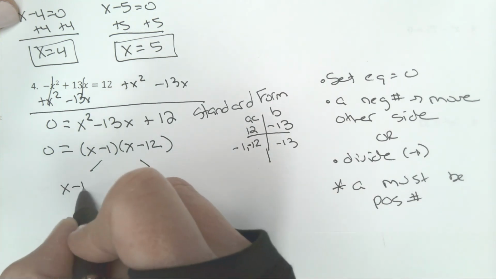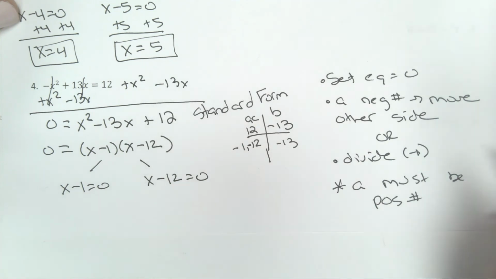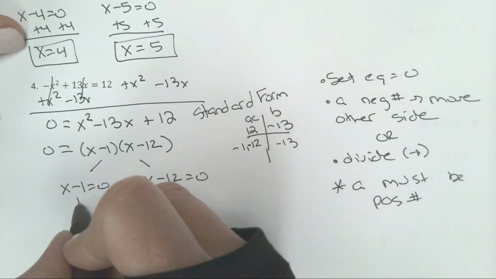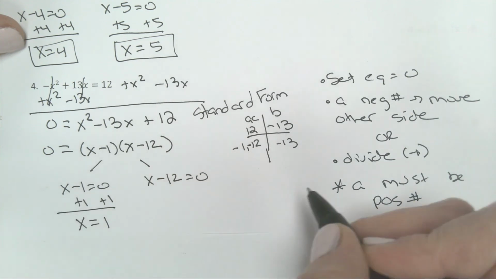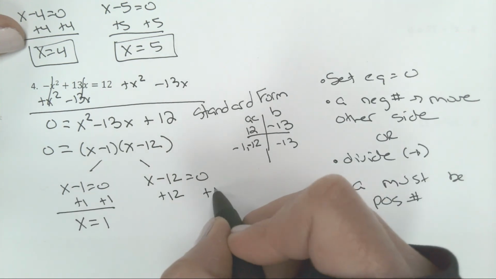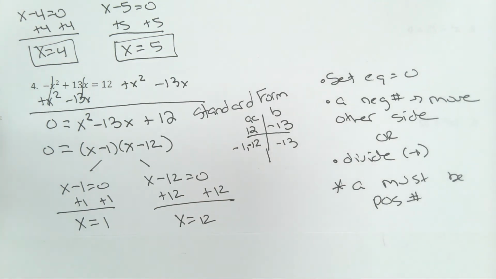Break it apart, write your two equations, x minus 1 equals 0, and x minus 12 equals 0. Add 1 to the other side, x equals 1. Add 12 to the other side, and x equals 12.